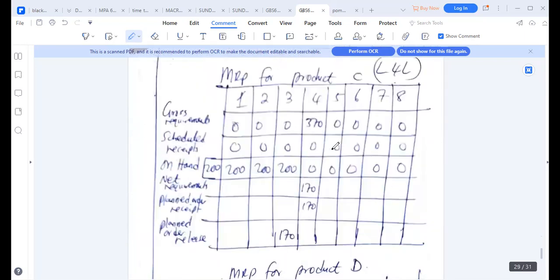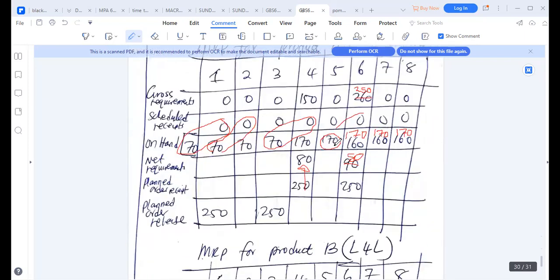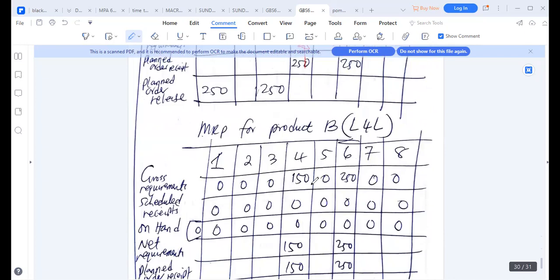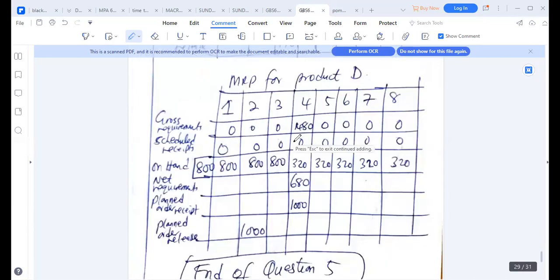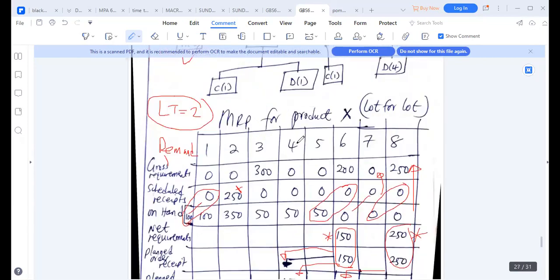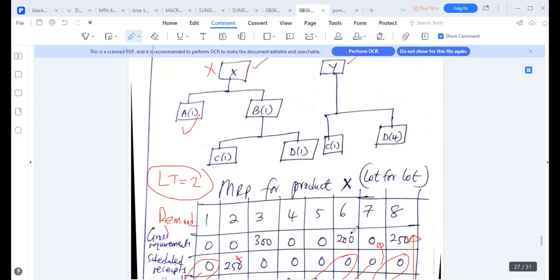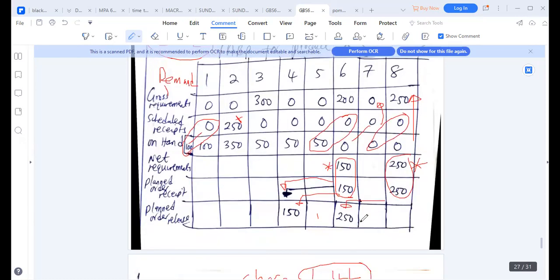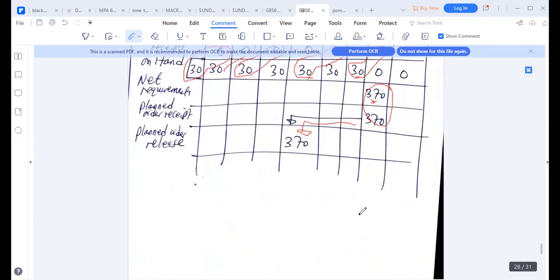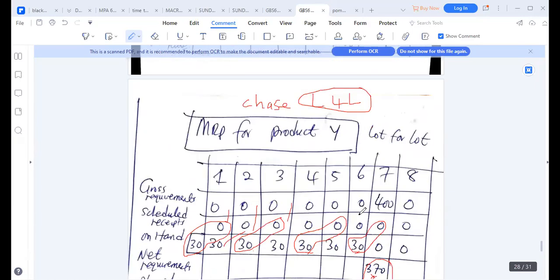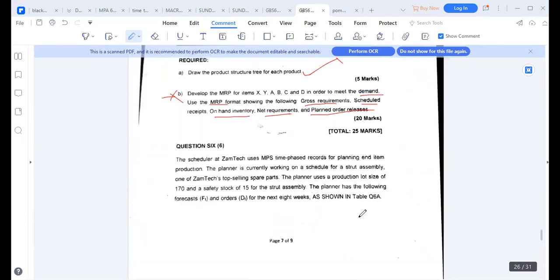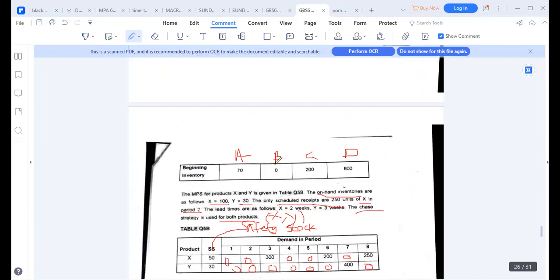Okay. So releases of X will go for B, which is 150 and 250 here. Those releases are going to B, from X going to B. We are getting those releases. And then we have to find what is on hand for B. So what is on hand for B is 0.